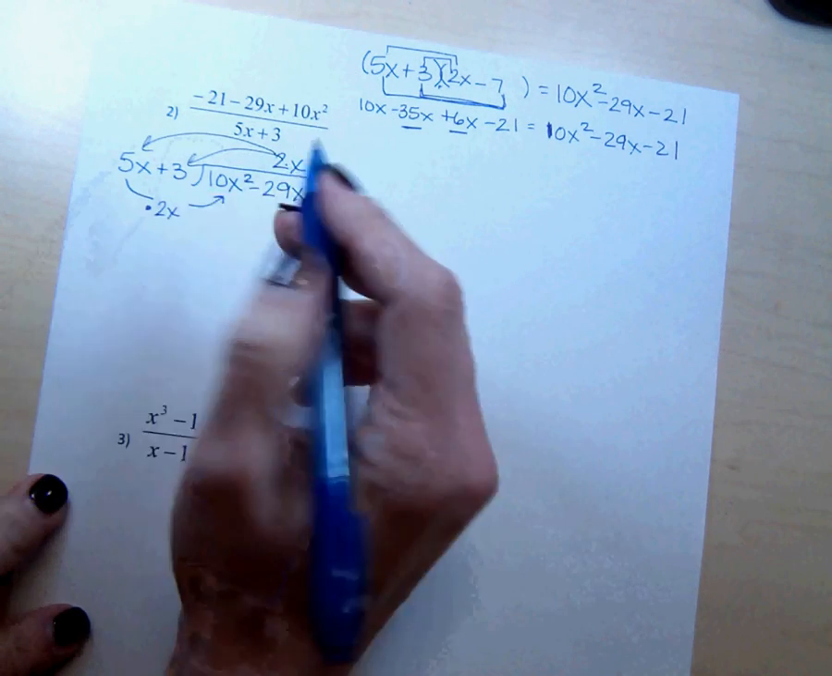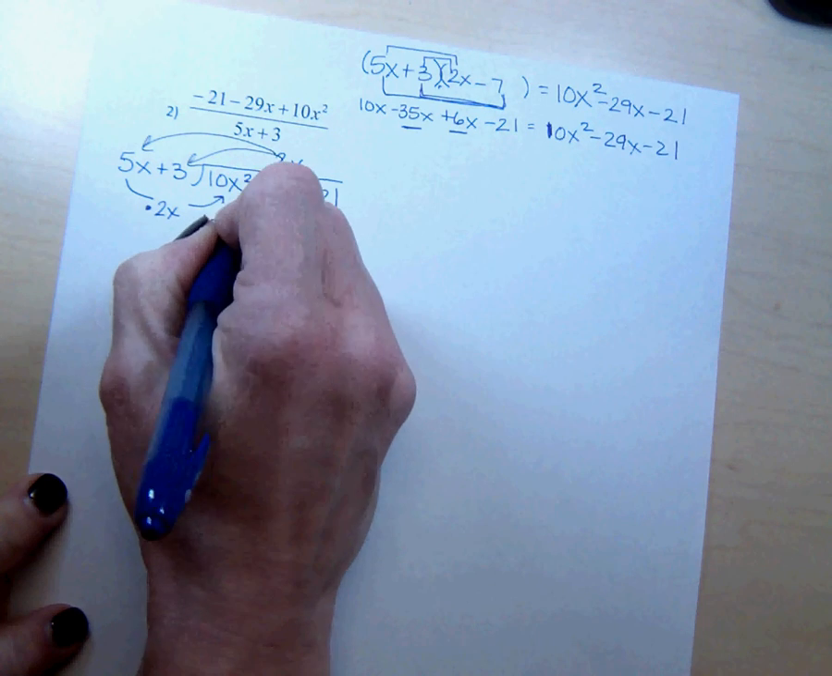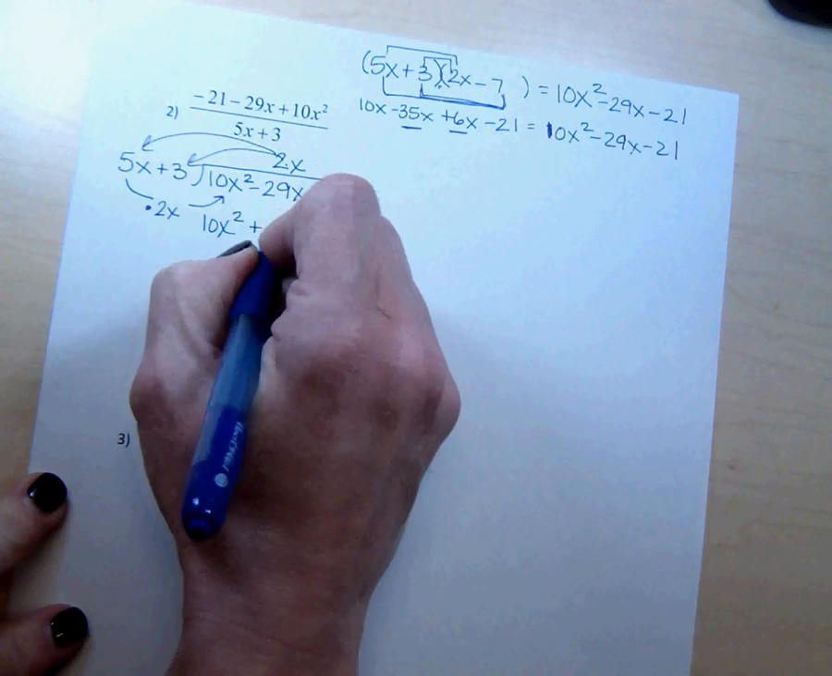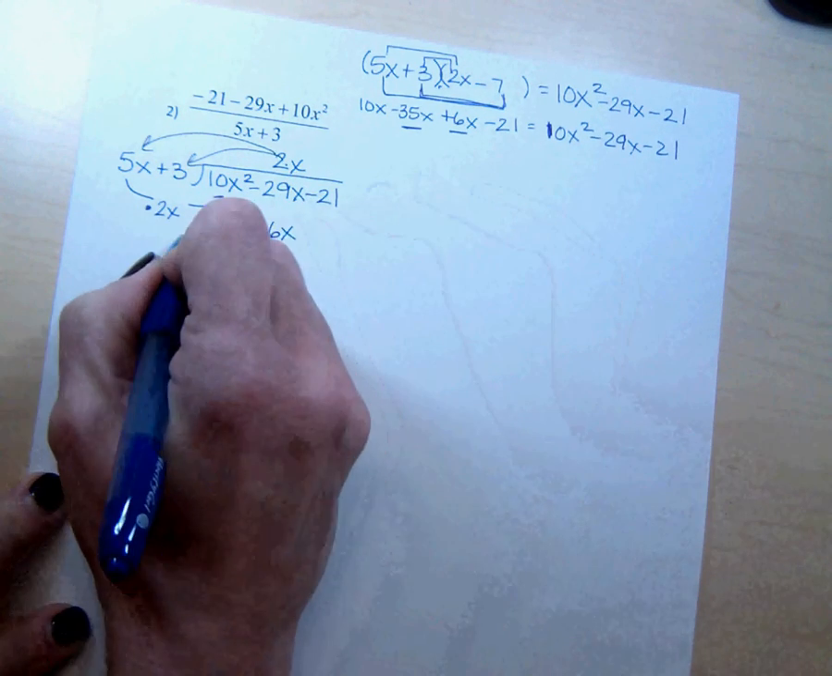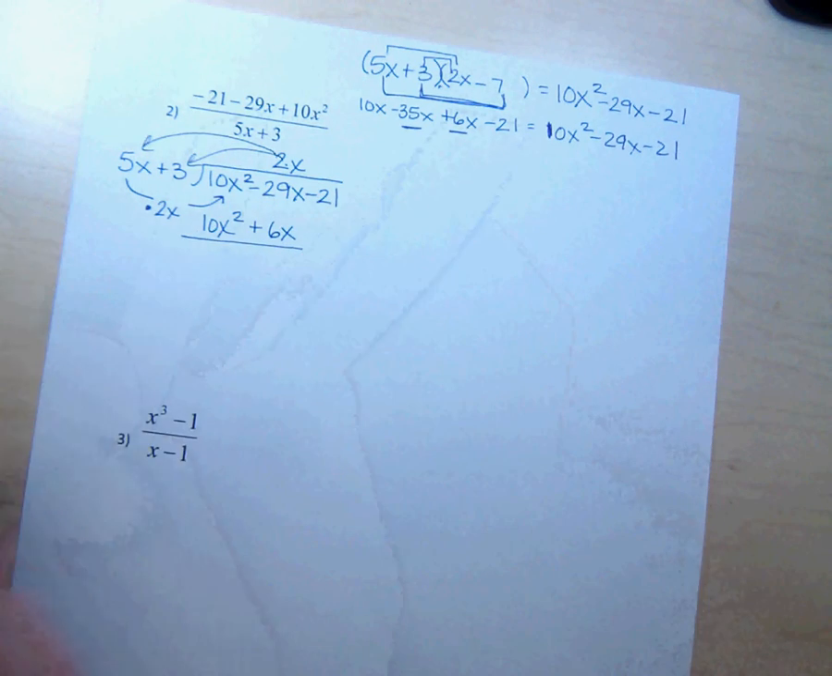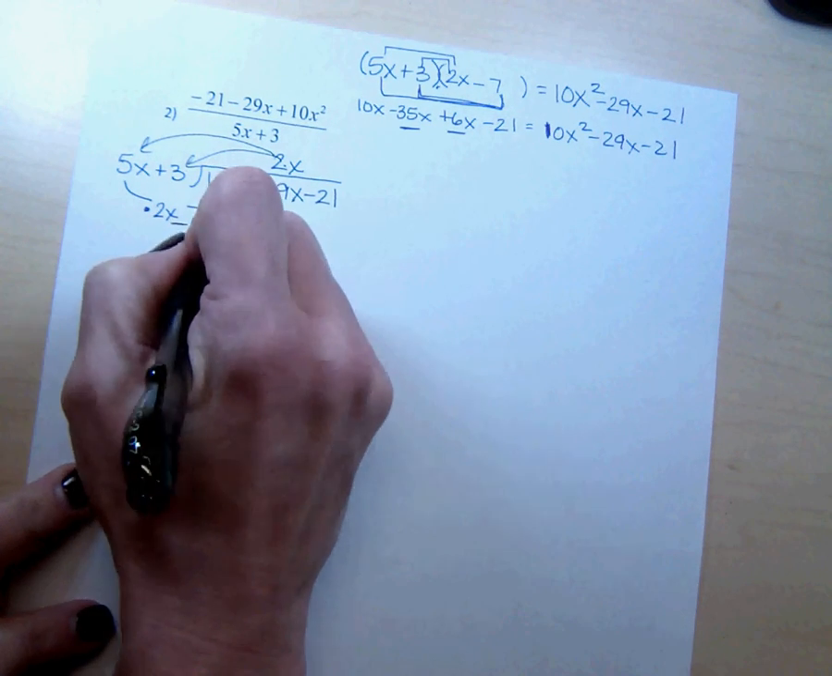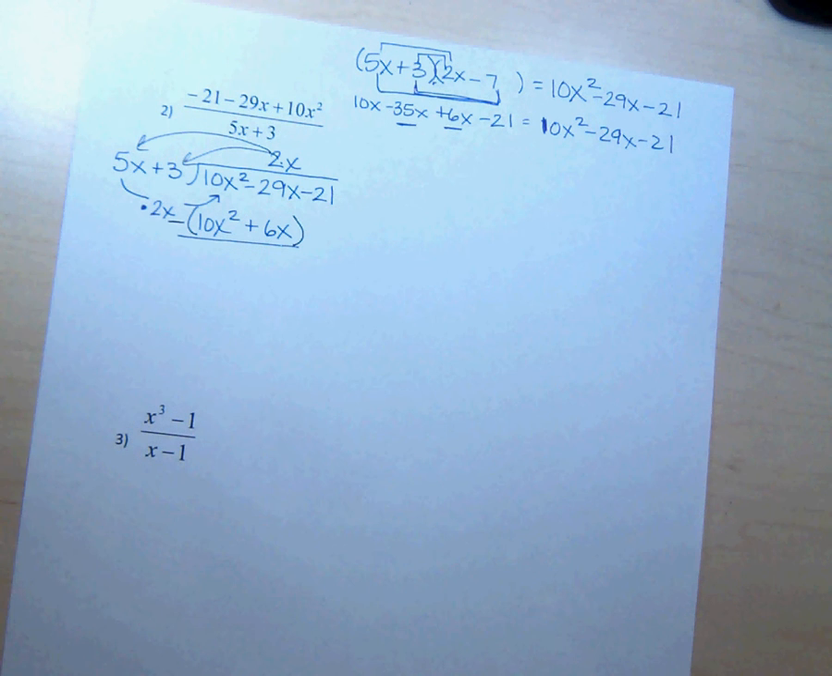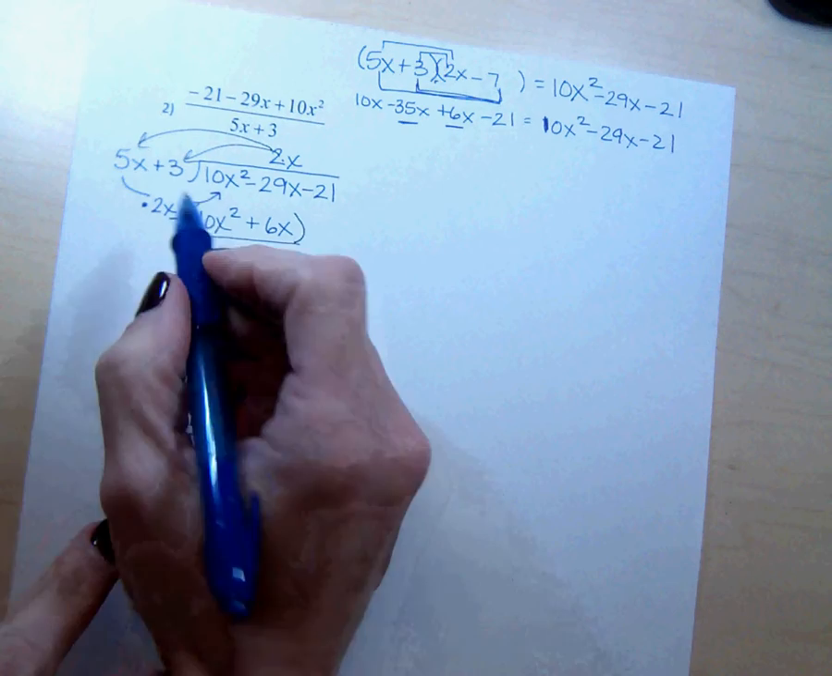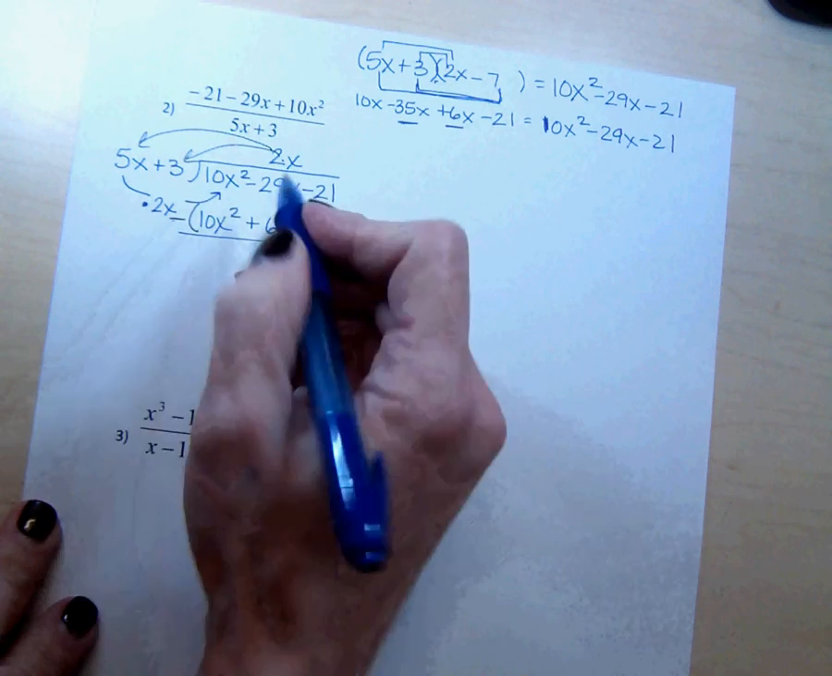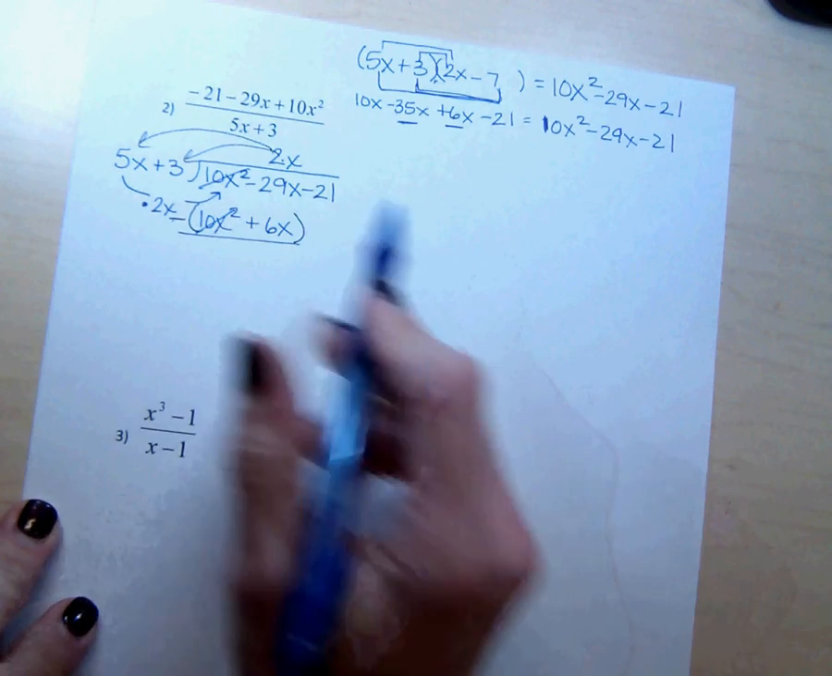So 2x times 5x, that is 10x squared. And 2x times 3, that's plus 6x. And I am subtracting here. So if you want to, you can change the subtraction to plus and then change the sign of everything inside the parentheses, or you can just think of it as subtraction. 10x squared minus 10x squared is 0x squared.